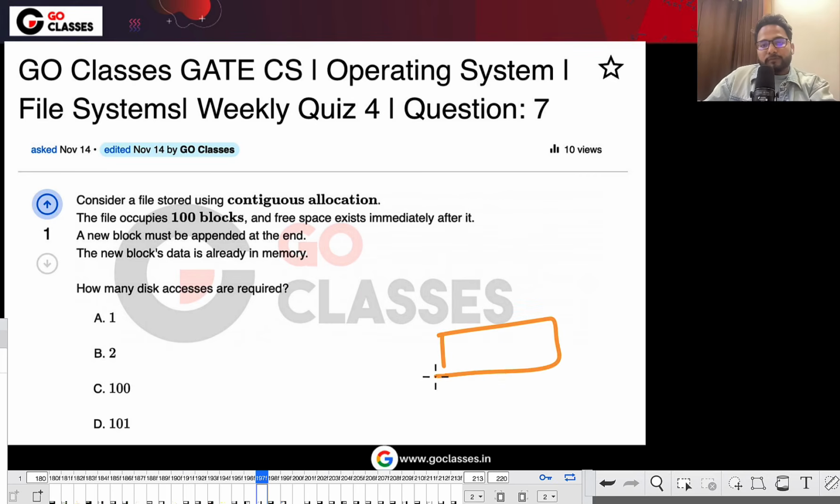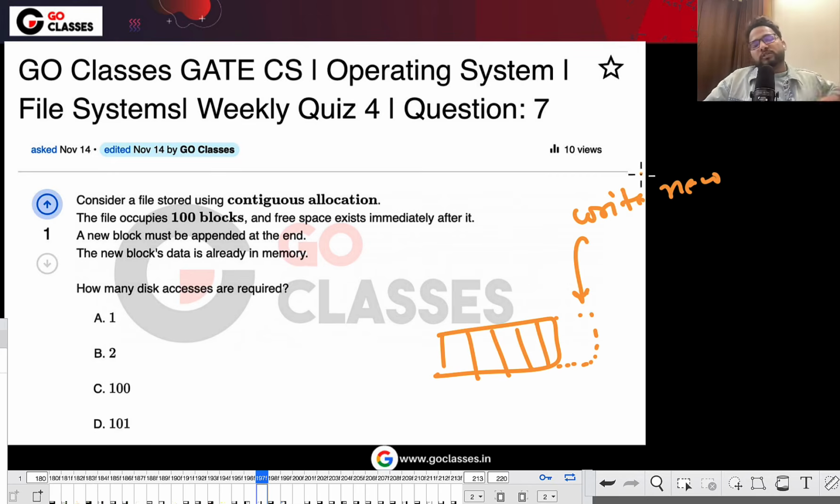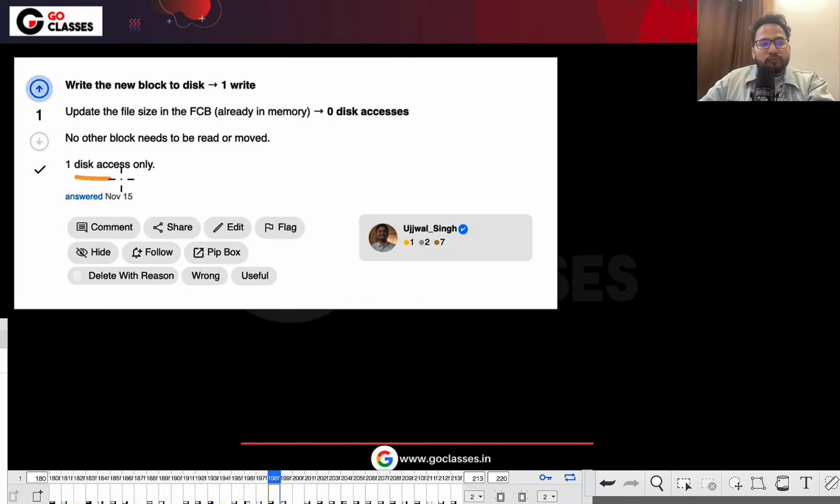See here, this location is already empty. You can write the new block directly. Then what else do you need? You already know the location of this, so you can directly write it here. I don't think you need anything else. So only one access should be required. Let's just see the answer. Yeah, one disk access.